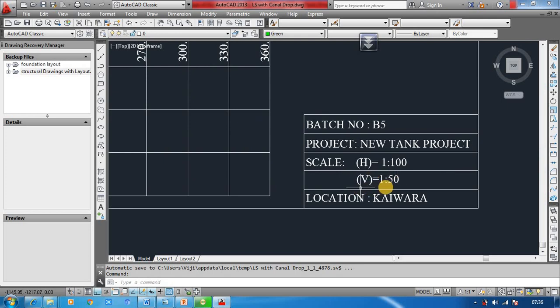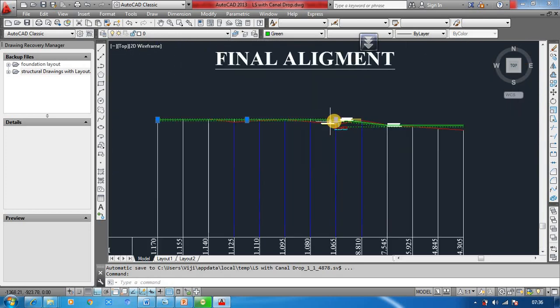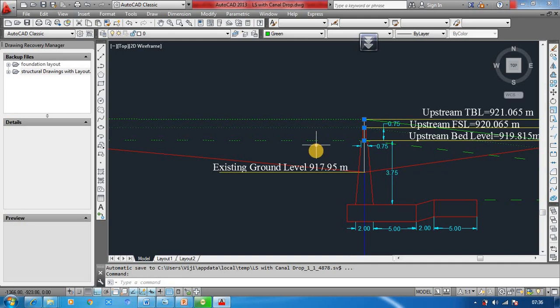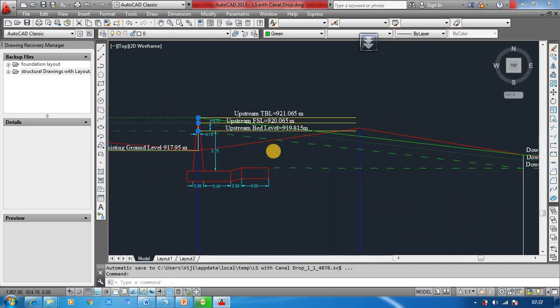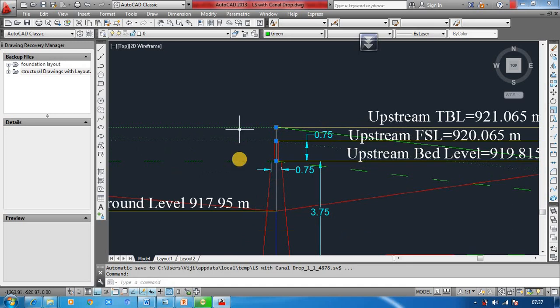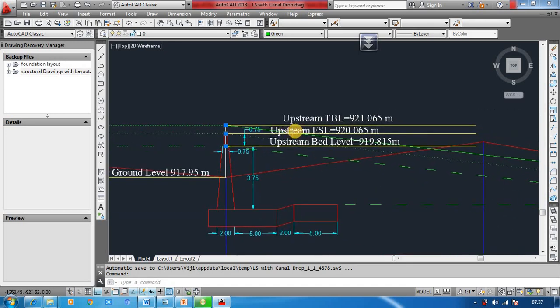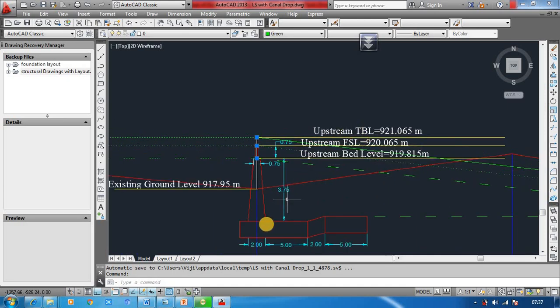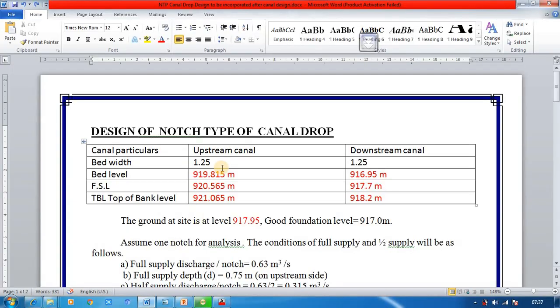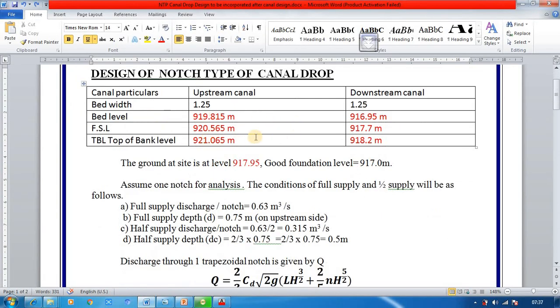In your longitudinal section you should draw these or offset these according to the scale. Actually the vertical scale you have taken is 1:50, so you should double all these things. Instead of 1.25, you have to give an offset of 2.5, everywhere; or instead of 0.5 it should be 1, like that you should give it. These are the levels, so making use of these levels we will design the canal drop. The design of the notch type of canal drop involves these values, so in your report you have to change these readings.